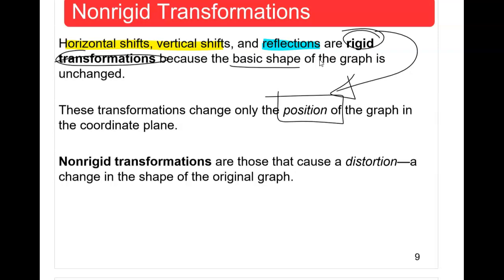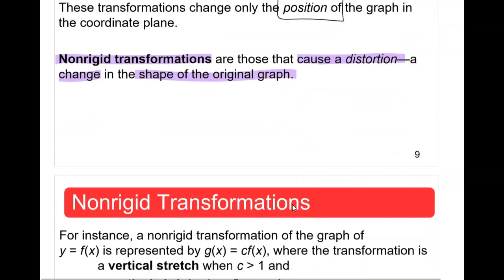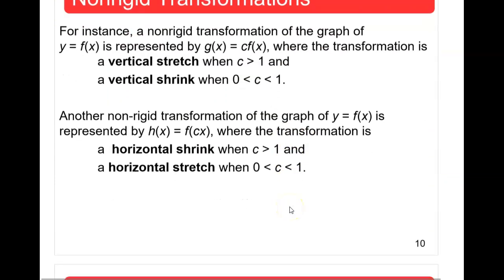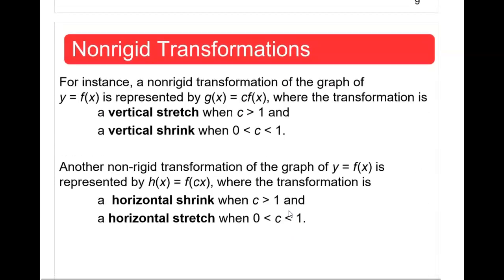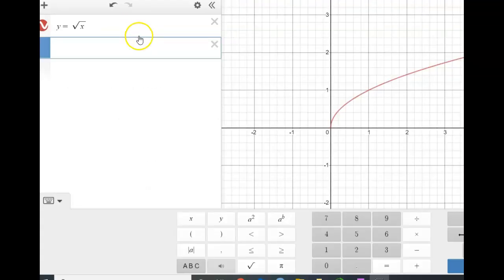Now, the non-rigid transformations are going to be the ones that cause a distortion and change the shape of the original graph. And so I will show you some examples. Let's look at some examples first. So we're going to be using the same parent function, the square root function.